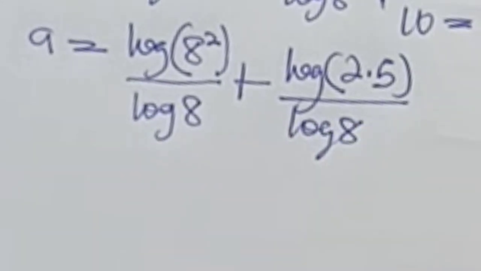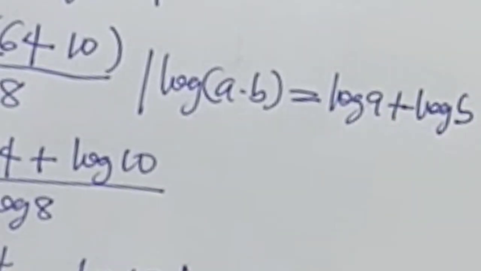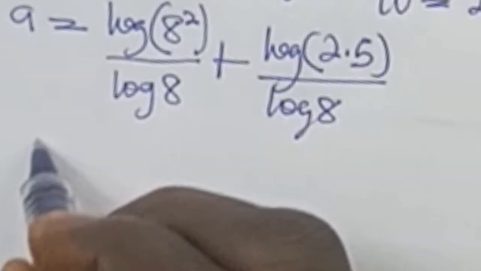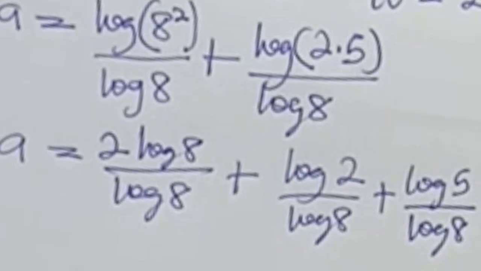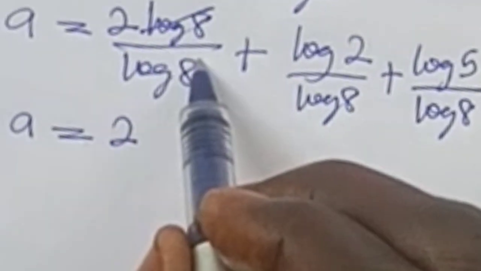Here the power comes down to multiply the log, and log of 2 times 5 will be written in this form. So the next line becomes a equals 2 log 8 all over log 8 plus log 2 over log 8 plus log 5 also over log 8. And we are fine in separate fractions. So a therefore becomes 2, because log 8 can cancel out log 8. That will be 1, and 1 times 2, that's 2.